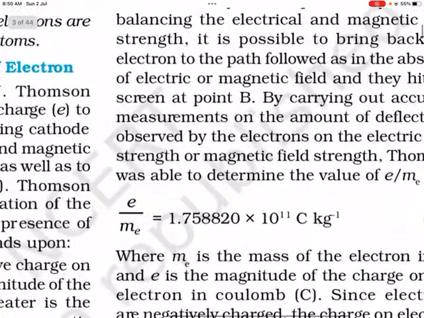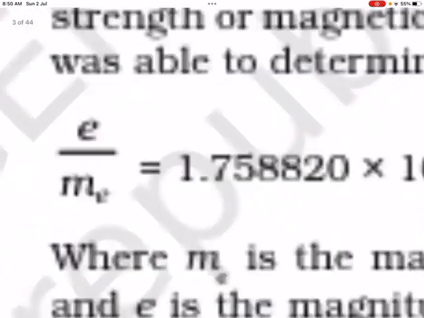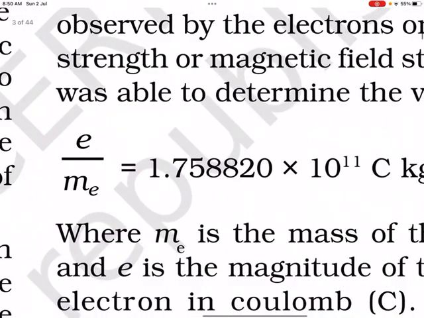You need to just memorize it; there is no other way. So I will say it: 1.758820 into 10 to the power 11. Repeat it again. 1.758820 into 10 power 11. Close your eyes and say it. 1.758820 into 10 power 11 C/kg. Very good, you're doing great.